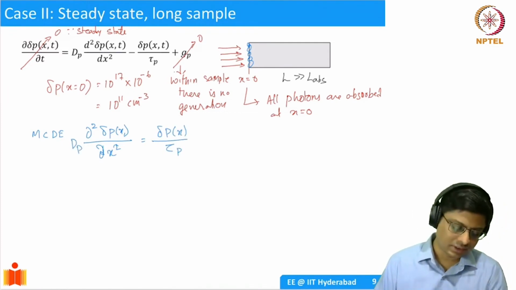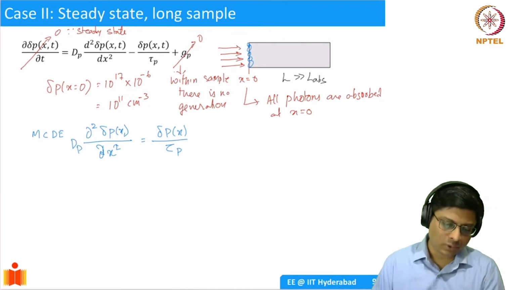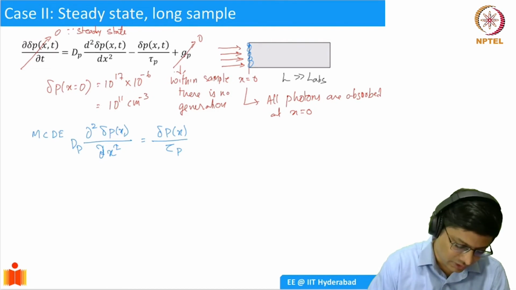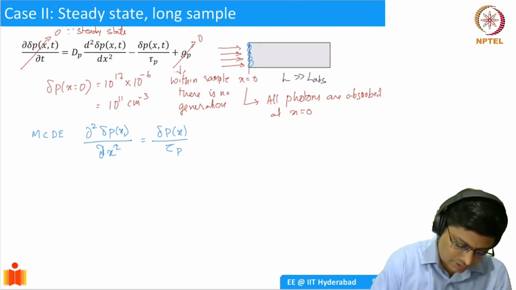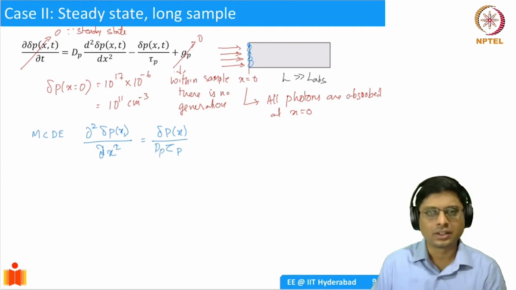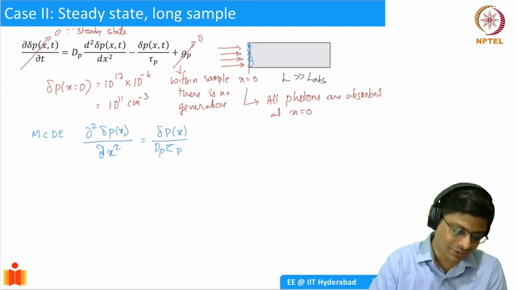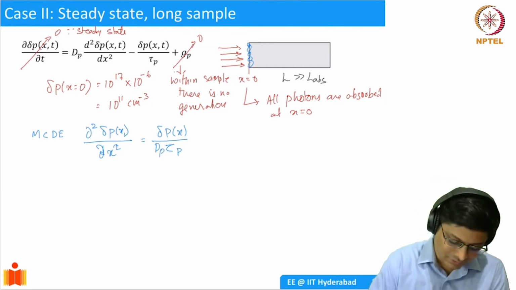Simplified MCDE. So now what I'll do is move this, I'll put it in the denominator. So now what happens is, what are the units? Think about the units of the denominator here.